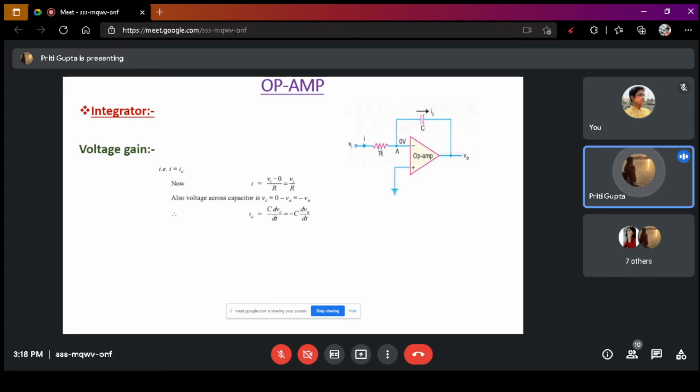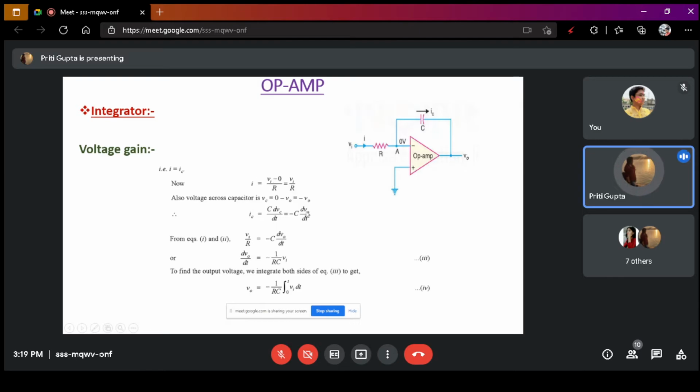So instead of VC, we are substituting minus of V0. So we are getting minus of C dV0 by dt. Now we are equating these two from the equation I equals to IC. This one is equation number 1, and this one is equation number 2.